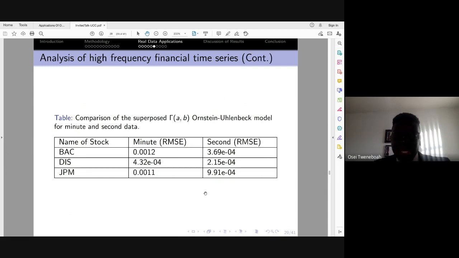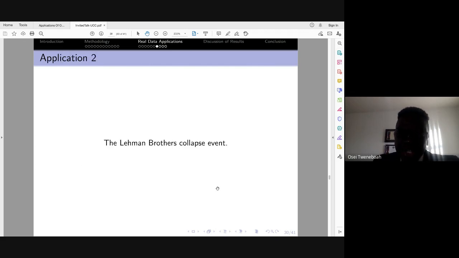And then let's also look at when we simulated our data. Here we compared the two. We noticed that the root mean square error for the second by second is relatively small compared to the minute by minute. So what does that mean? It means that our model is able to capture even more of the second by second, because of the high frequency nature. If it's second by second, then the rate at which the data is generated is more frequent compared to minute by minute. So this model performs very well with the second by second, even more than with the minute by minute.